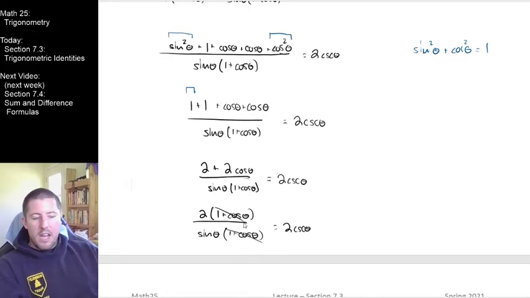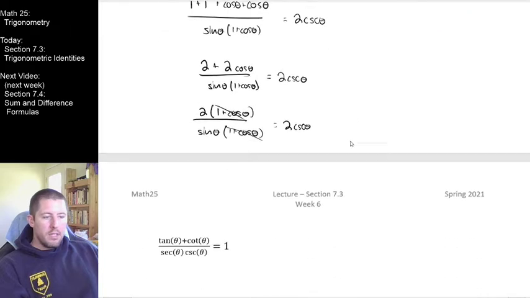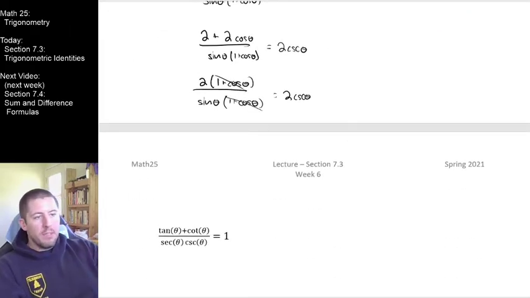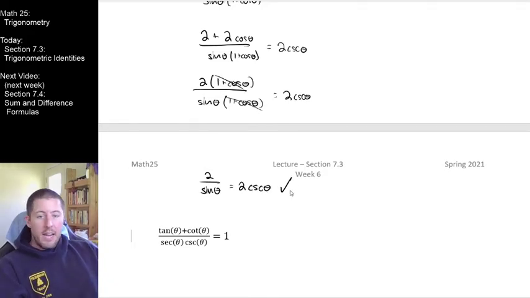What do you know? We have generated factors of 1 plus cosine theta both on the top and the bottom, and are able to cancel them away, leaving us with 2 over sine theta equals 2 cosecant theta. And that gets the check mark right there because that is the definition of cosecant. It's 1 over sine right there. So we nailed it exactly right there, right?